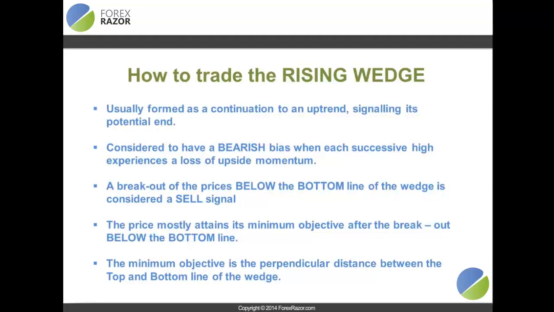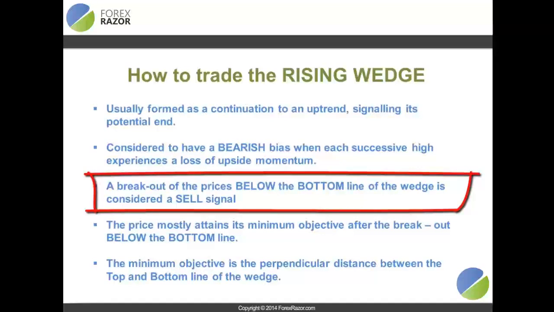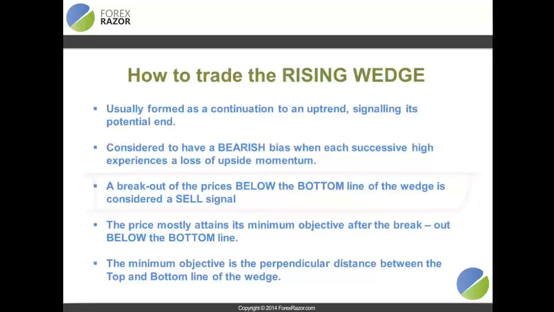A breakout of the prices below the bottom line of the wedge is considered a sell signal. After the breakout, once the price falls considerably lower, it mostly attains its minimum objective below the bottom line. The minimum objective is the perpendicular distance between the top and bottom line of the wedge.